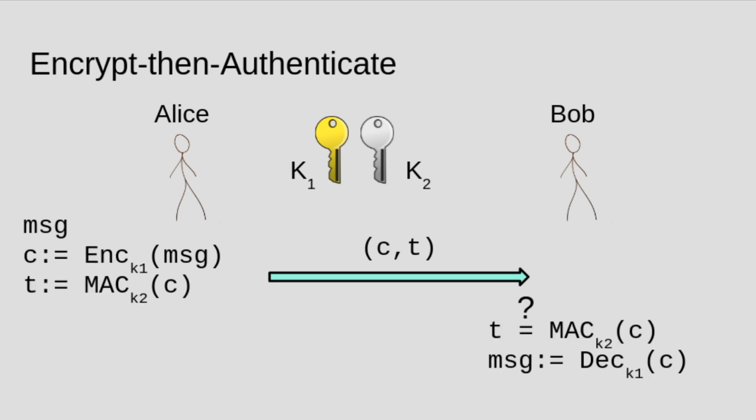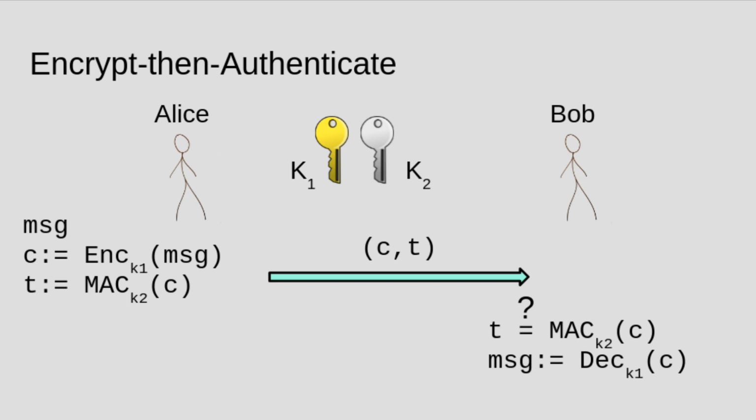Okay, and so then the third construction is to first encrypt and then authenticate. And so here Alice has a message. She first encrypts the message using the shared secret key, K1, to produce a ciphertext. Alice then computes the MAC of the ciphertext using the second shared key, K2, to produce a tag. And now Alice sends on the wire the tag and the ciphertext. So now it's okay to send the tag because it's not a tag of the plaintext, it's a tag of the ciphertext. And if the tag does leak some information, it's only leaking information about the ciphertext, which is securely encrypted. So the ciphertext and the tag are sent on the wire.